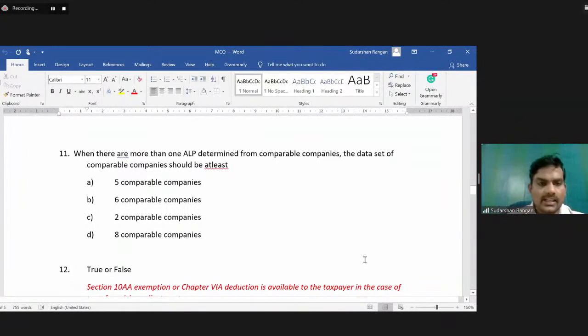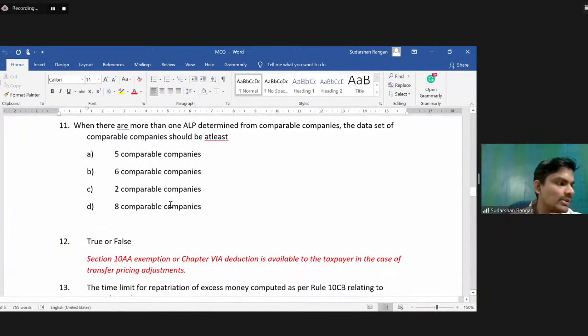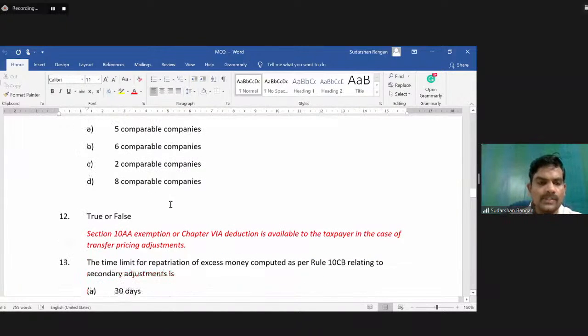But one of the criteria, if you recollect, is question number 11 in front of you, where there is more than one arm's length price to be determined from comparable companies, the data set of comparable companies should be at least how many? So please mention which of the answers. Of course, we will come back and discuss. Meanwhile, I would want you to chip in with your answers as well. I've already got an answer, so I would appreciate all others participating as well.